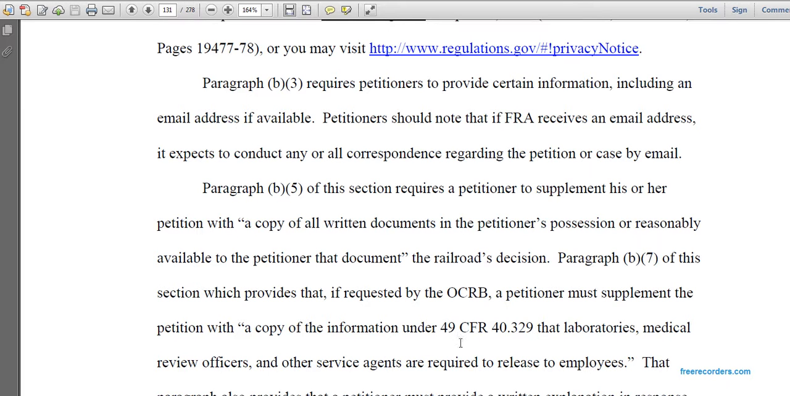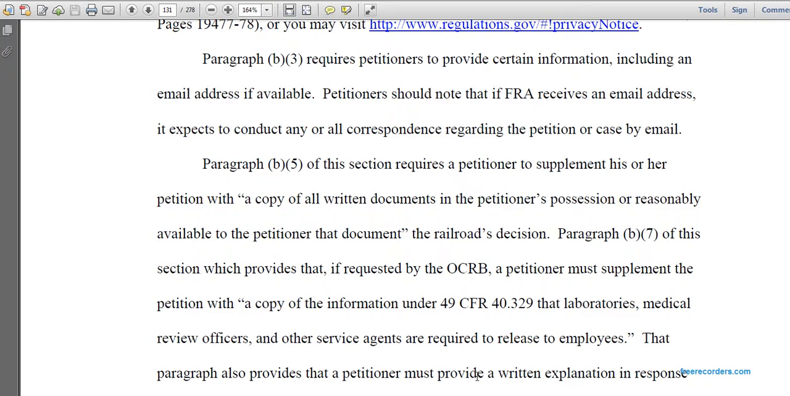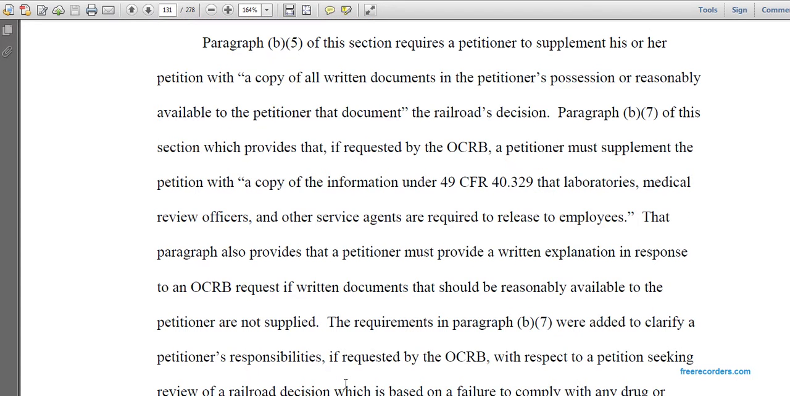Under that section, laboratories, medical review officers, and other service agents are required to release information to the employee. The paragraph also provides that the petitioner must provide a written explanation in response to the Operating Crew Review Board's request if the written documents that should be reasonably available to the petitioner are not supplied.